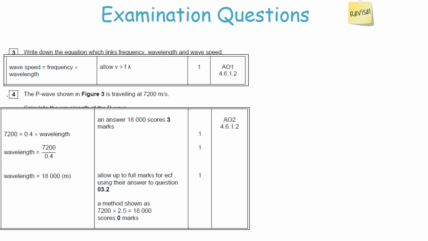So therefore wavelength is equal to 7,200 divided by 0.4, because you need to get rid of the 0.4 on the side of the wavelength. So to get rid of a times, you divide. If you divide on the right hand side, you divide on the left hand side. So it's 7,200 over 0.4, which is 18,000 meters. Once again, you check, does that look sensible? And it could be for a seismic wave.